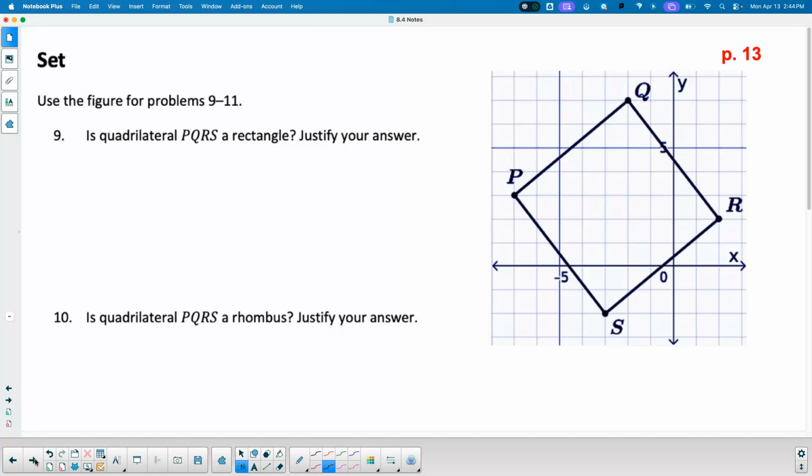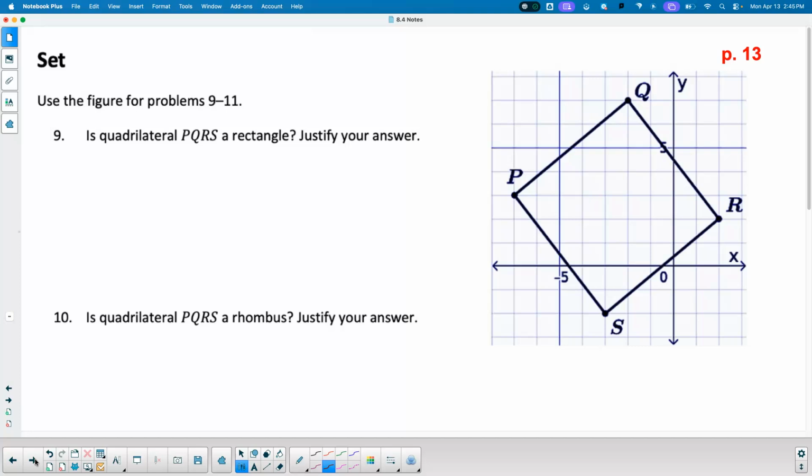Next page, 13. It's asking you if it's a rectangle. What do you got to show me if it's a rectangle? 4 side lengths, 4 slopes. If it's a rectangle, what do I know about the side lengths? 2 pairs of equal side lengths. If it's a rectangle, what should I see in the slopes? I should have 2 sets of opposite reciprocals.